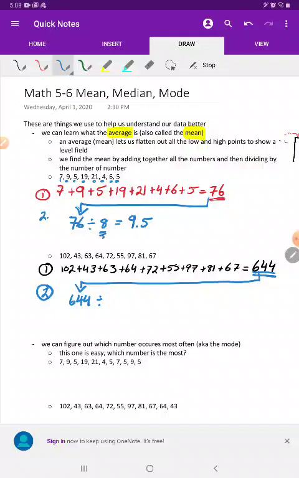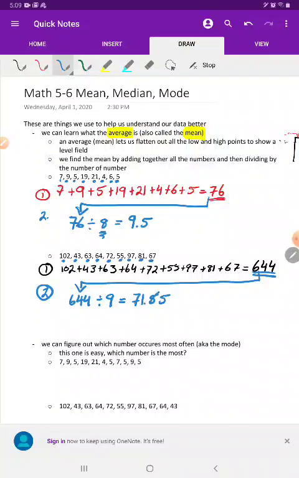Now, up here, we did 8 because I had 8 numbers. Let's see how many numbers I have here. 1, 2, 3, 4, 5, 6, 7, 8, 9. I have 9 numbers, so this time I divide by 9. All right, and now when I do this math, I actually get a decimal number that goes on forever. You won't get that in your work, so don't worry about it, all right?